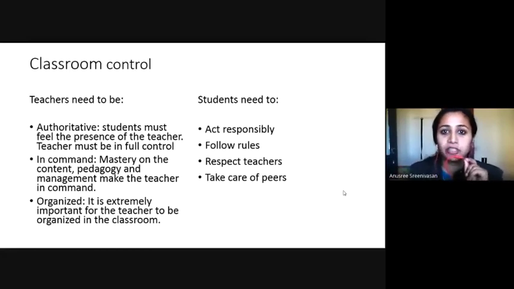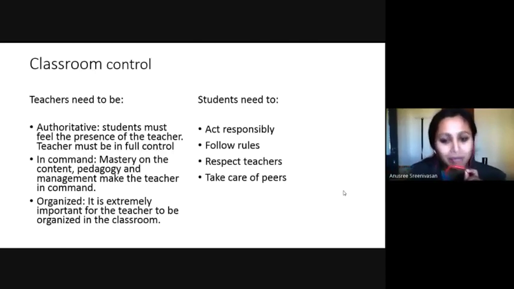Okay, and for actual classroom control to happen, the students equally need to act responsibly, follow the rules of the classroom, respect the teachers, and take care of their peers. Now, these are expected of the students. Yeah, we expect them to be that way.